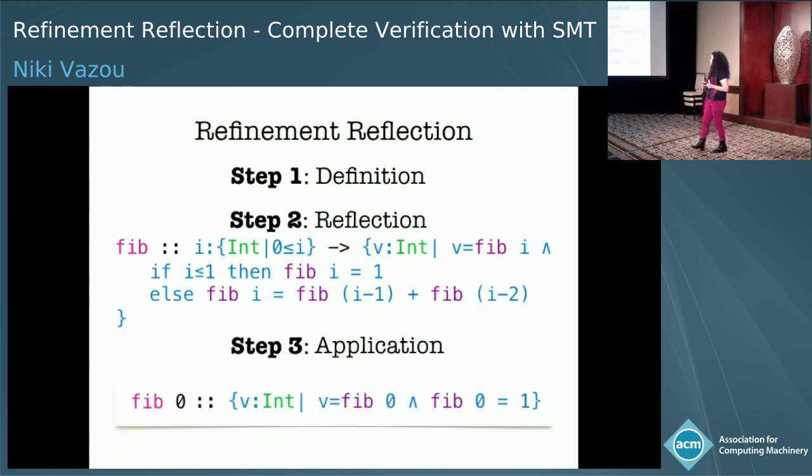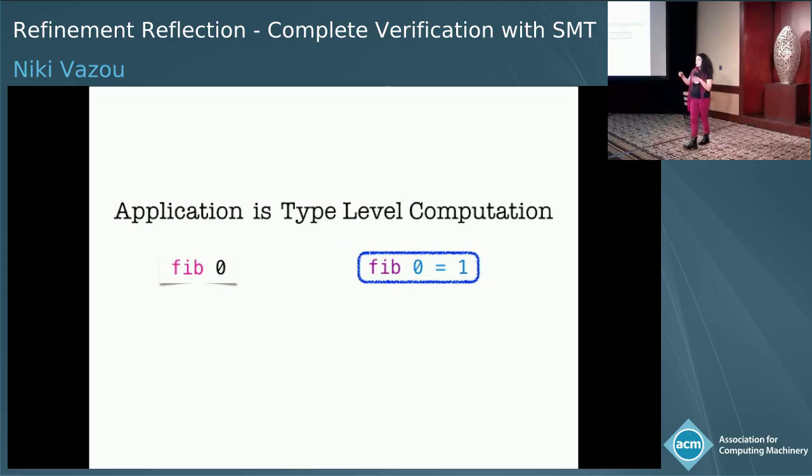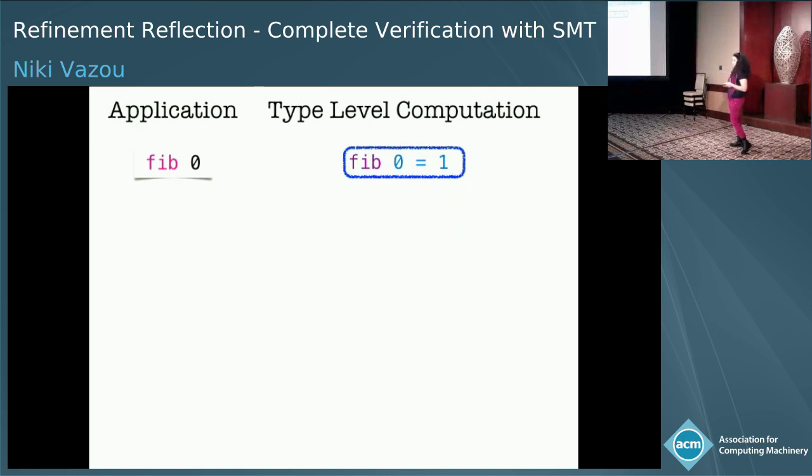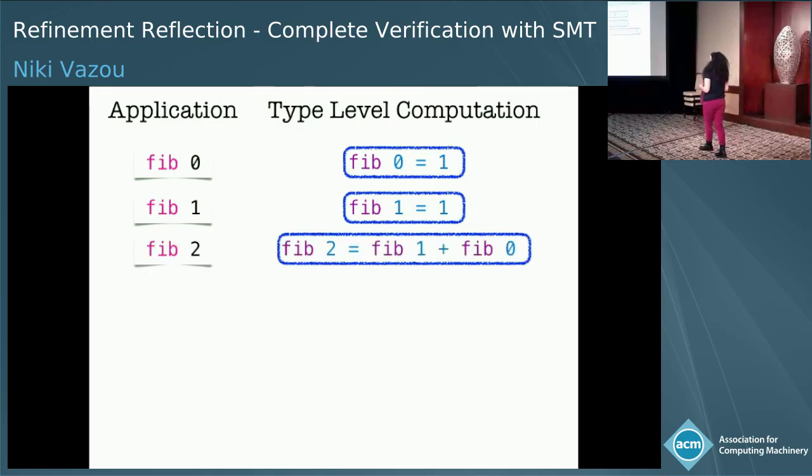And a side effect, or a third step, is that when we apply the functions in the source language, in Haskell, we are basically unfolding the functions exactly once into the logic. So if I apply fib to 0, then in the logic I am unfolding fib at exactly 0. This means that application basically turns into type level computation of one step. If I apply fib to 0, fib of 0 is exactly equal to 1. If I apply fib to 1, fib of 1 is exactly equal to 1. If I apply fib to 2, fib of 2 is fib of 1 plus fib of 0, and no more. I don't go unfolding automatically.